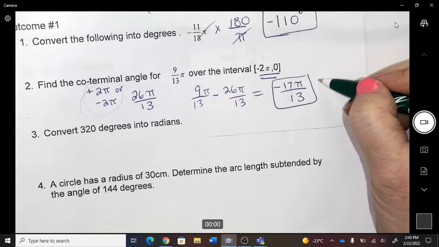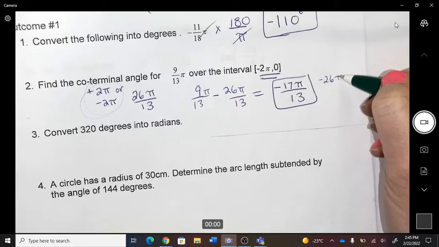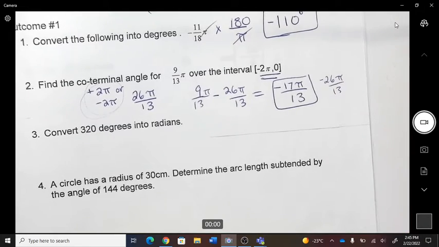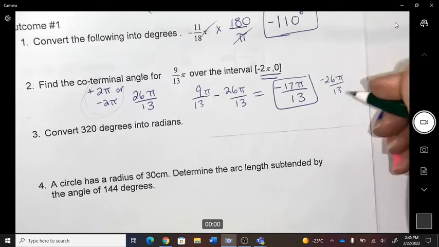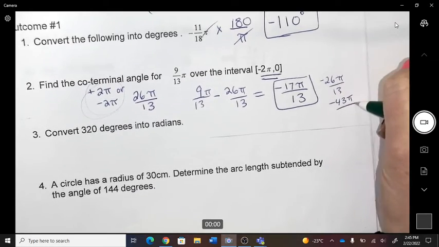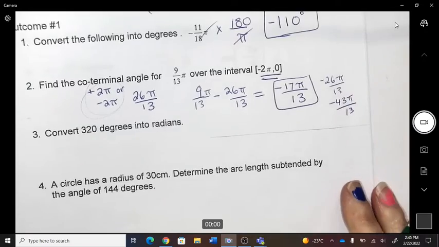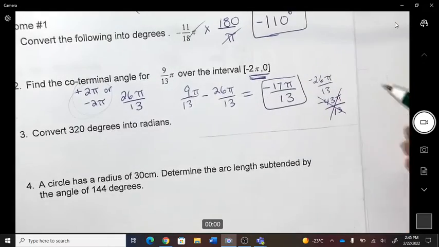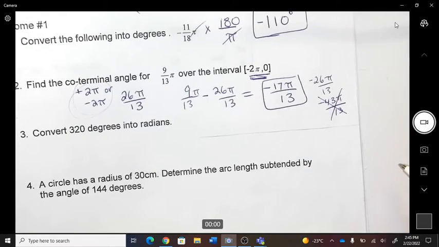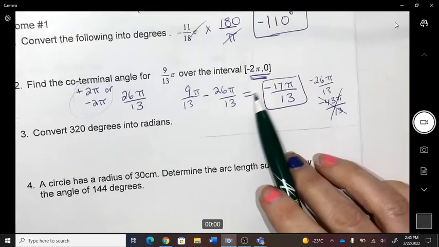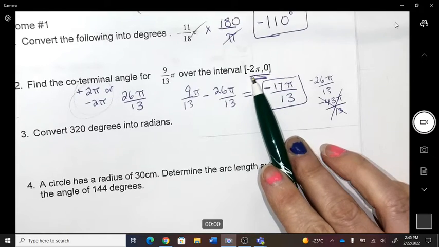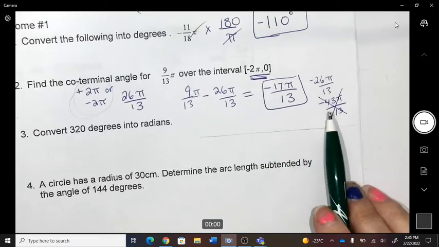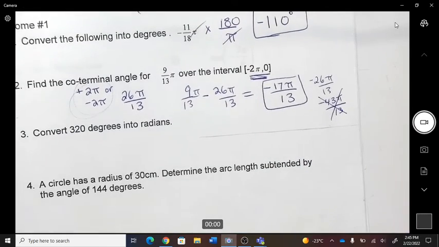Now, do you understand this? If I went down another, I'd be at negative 43 pi over 13. Do you understand that this angle is now too low? It's too small. Because the lowest I can go is negative 2 pi, so the lowest number on the top can reach is negative 26. That's too much. I've gone too far now.